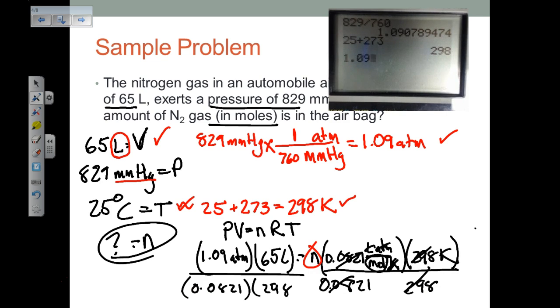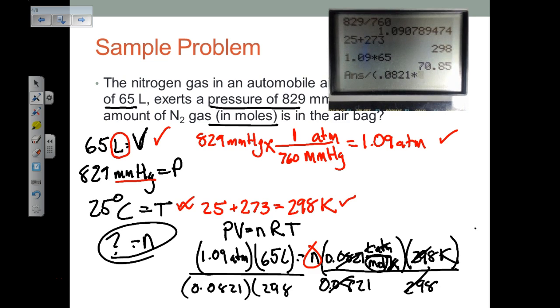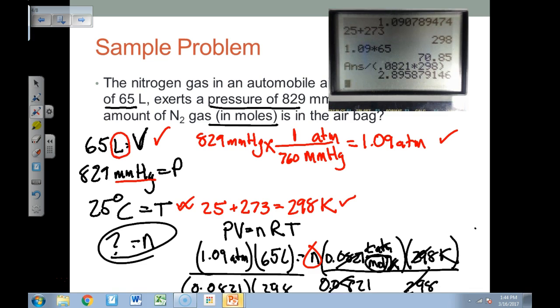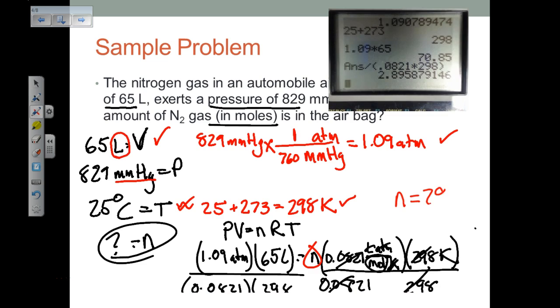So 1.09 times 65. Okay, now here's the thing. A lot of students, they'll go divided by 0.0821 and then times this. If you're times that, you can't do that because order of operations is going to make that all messy. Okay, so you either do it stepwise or you have to put a parenthesis in here. Okay, and I'll do it with parenthesis this time. Okay, times 298. Okay, and so when I get that, I get n. So our final answer is n equals 2.90 moles. And that is how we do an ideal gas law problem.